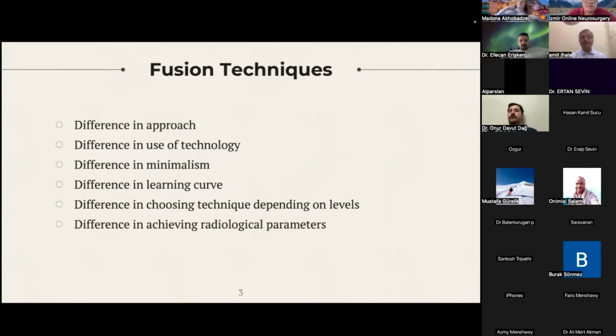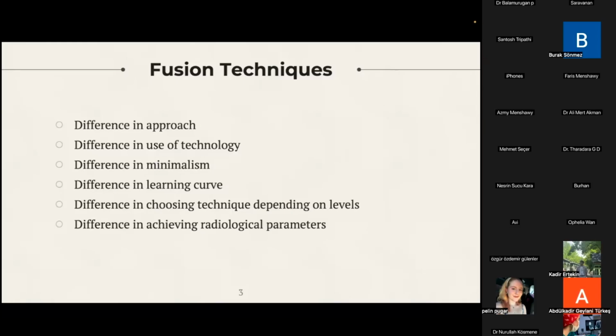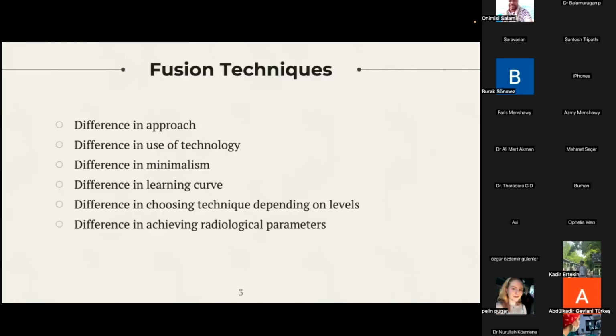There is a difference in achieving radiological parameters. And this is one of the very important aspects that we should talk about today. We all know that achieving a good lordosis is one of the key aspects to get a good outcome of the surgery. So there is a difference in achieving radiological parameters by different types of surgeries.